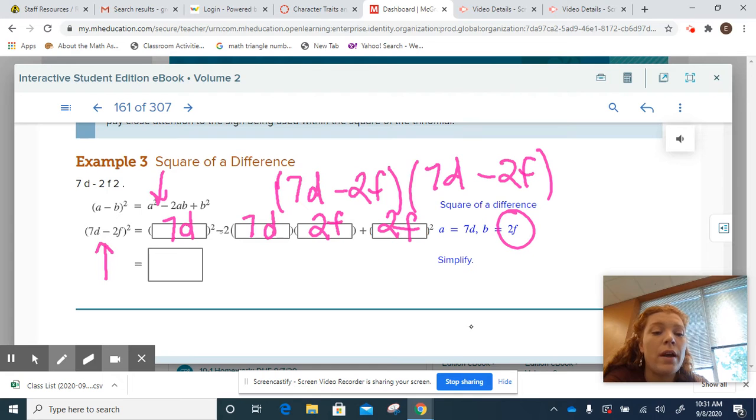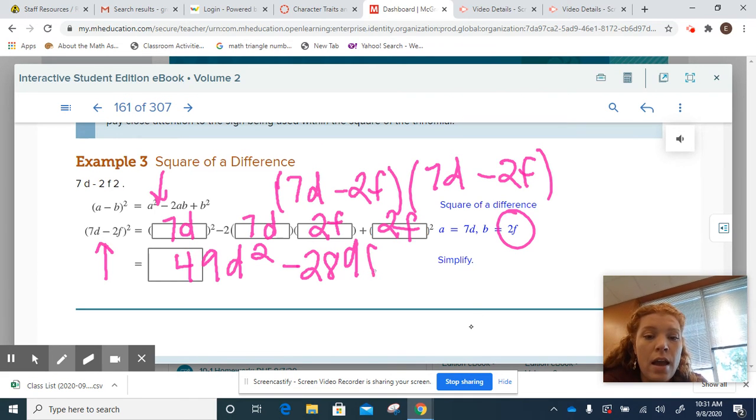So I have 7D squared. So that means I'm going to square the 7 and square the D. So that is 49D squared. Okay. Now for the middle, I'm going to take -2 times 7 times 2. So that is 14 times 2 is 28, -28DF. Okay, if they were the same letter, I'd be able to combine those and change the power, but they're not, so they're going to go side by side.